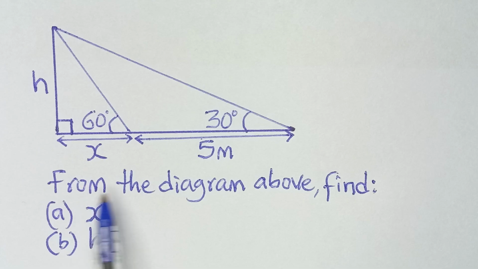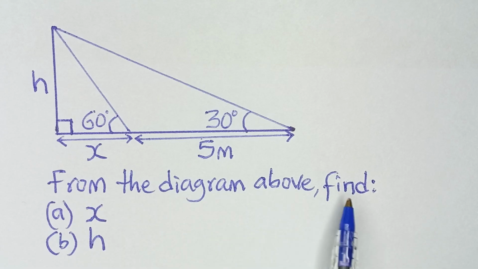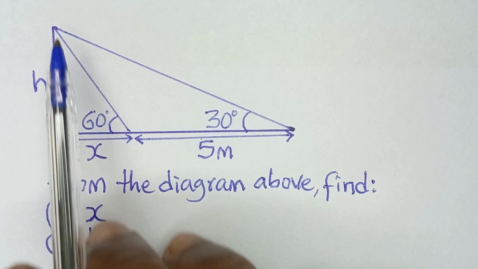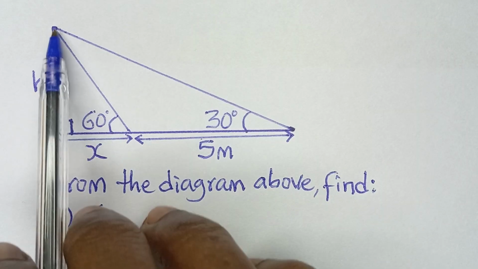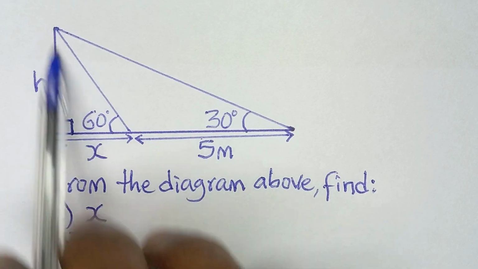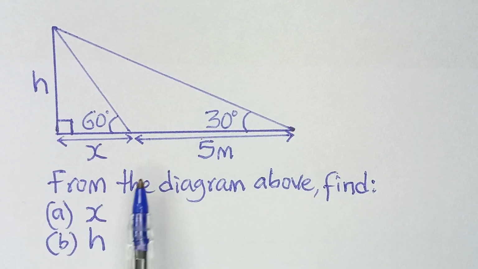Now the question here says from the diagram above, find x and then question B, h. Now we have two right angle triangles here. This is a smaller right angle triangle and this is the larger right angle triangle.